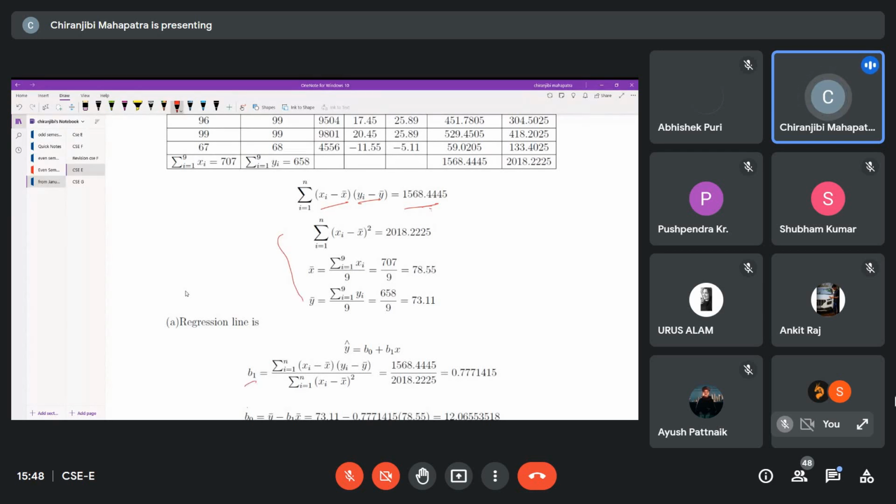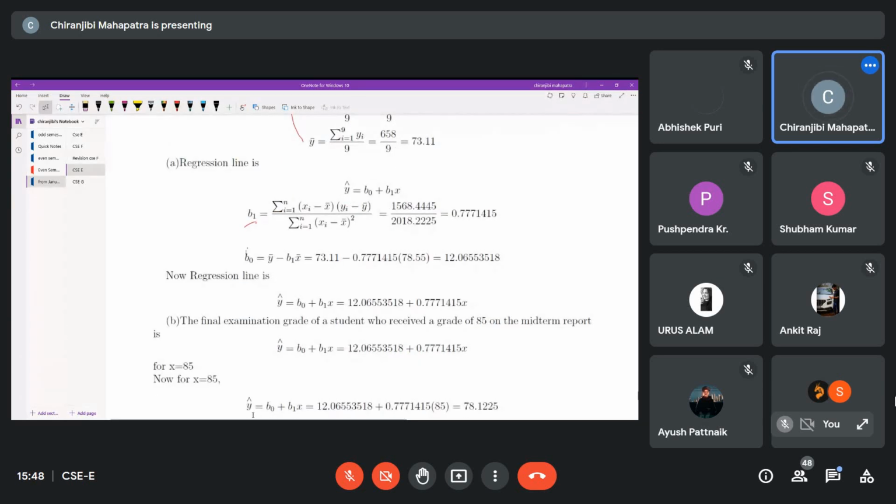Then b1 और b0 में corresponding values को put कर दो. Then b0 equals to y bar minus b1 x bar. So this equals to this one. Now the regression line is y hat equals to b0 plus b1x, like this. ये तो हो गया, ये model बन गया तुम्हारा, y hat equals to b0 plus b1x, that is equals to this.